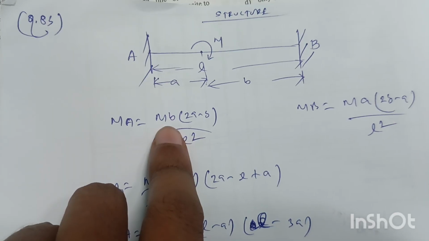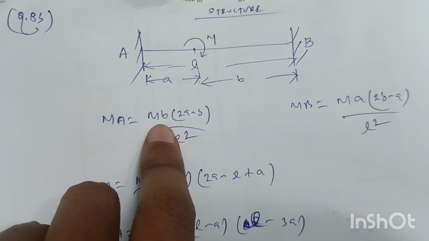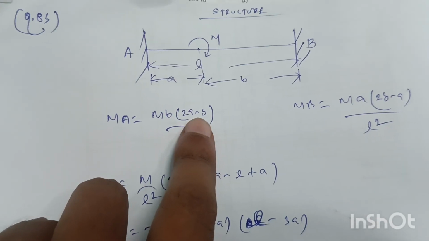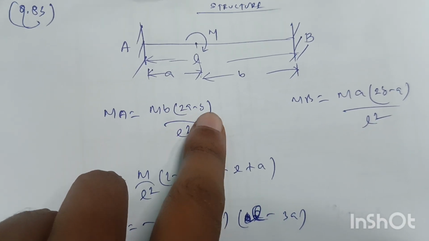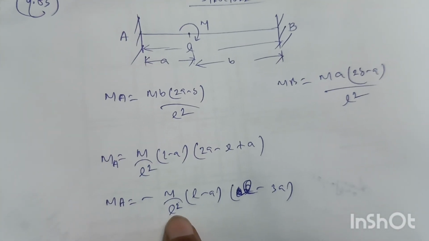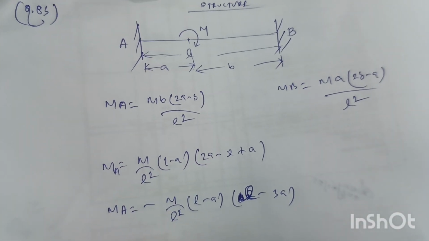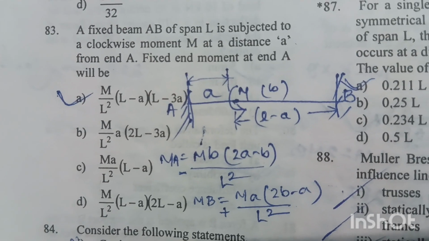So from the option we have to take only two constants, L and A. So by putting B equal to L minus A in this equation, we will get M_A equal to minus M by L square, (L minus A) into (L minus 3A). Option A is the right answer.